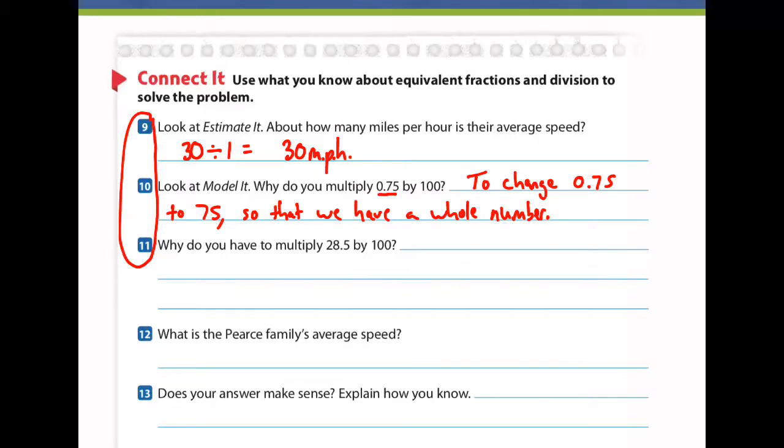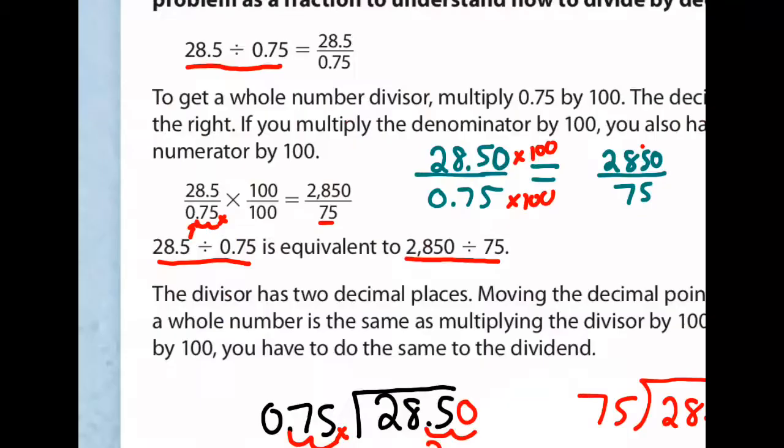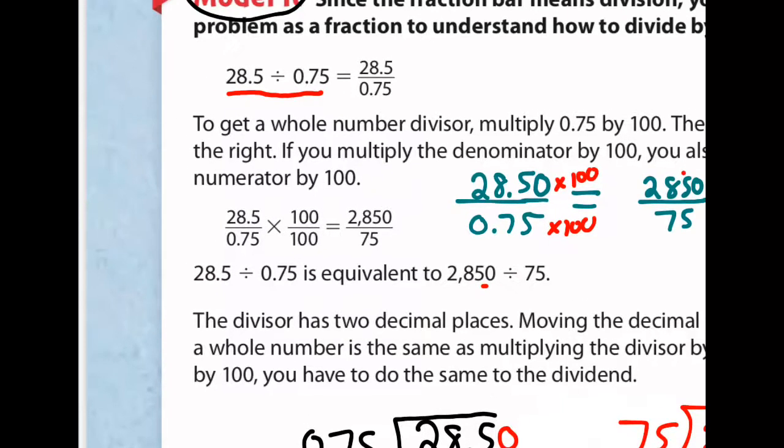Now, number 11 says, why do you have to multiply 28.5 by 100? So let's go back to the previous page. So, let me explain it here. If you think of the division problem as a fraction, if we multiply the numerator by 100, you must multiply the denominator by 100. That's how you keep it equivalent. And that's why these two fractions are equivalent. They'll get you the same answer.